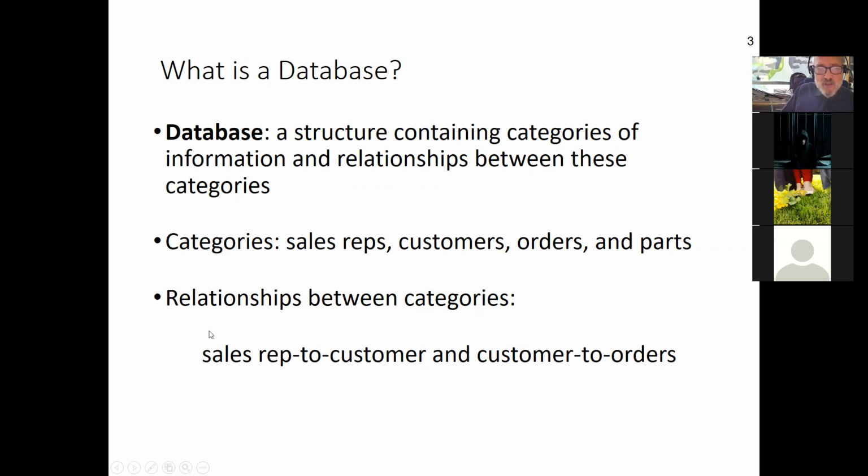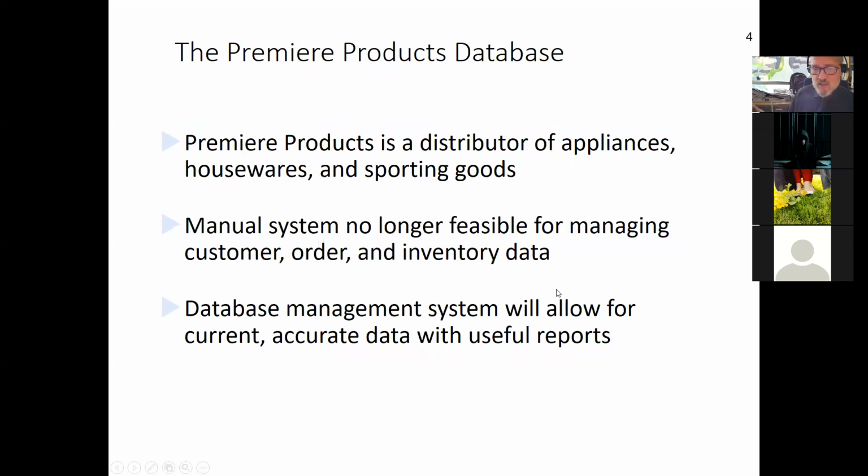I've also used this word already, relationships. Relationships between the entities, or the categories as they're called here. For example, every customer that comes to this particular organization and makes an order is going to have that order handled by a sales rep. So there's a relationship between the customer and the sales rep. And every order created in this organization will be for a customer. I hope those make sense and it's obvious to you.